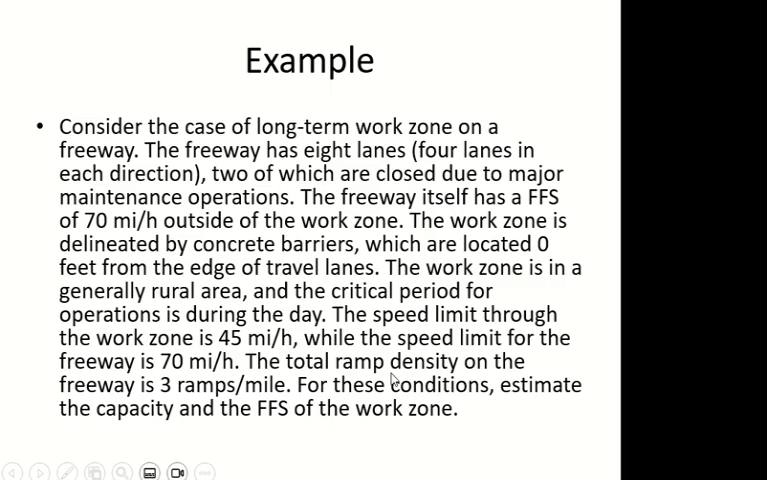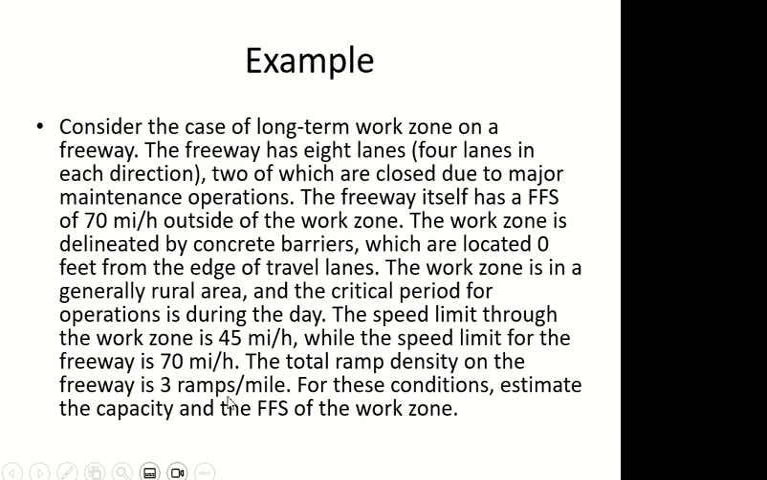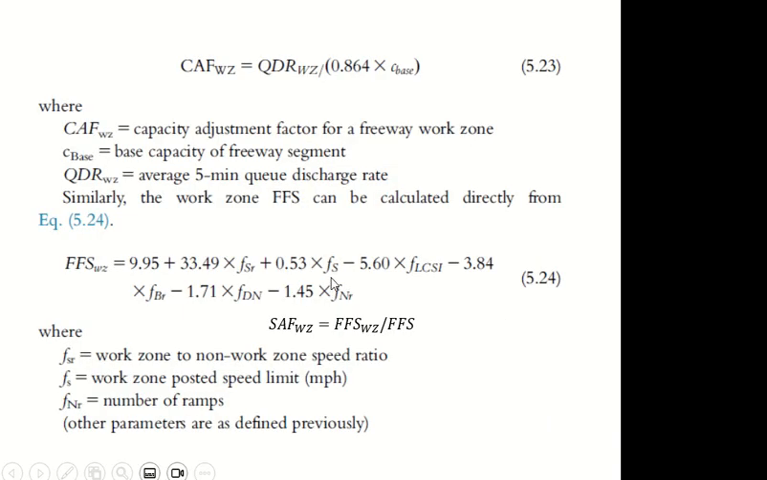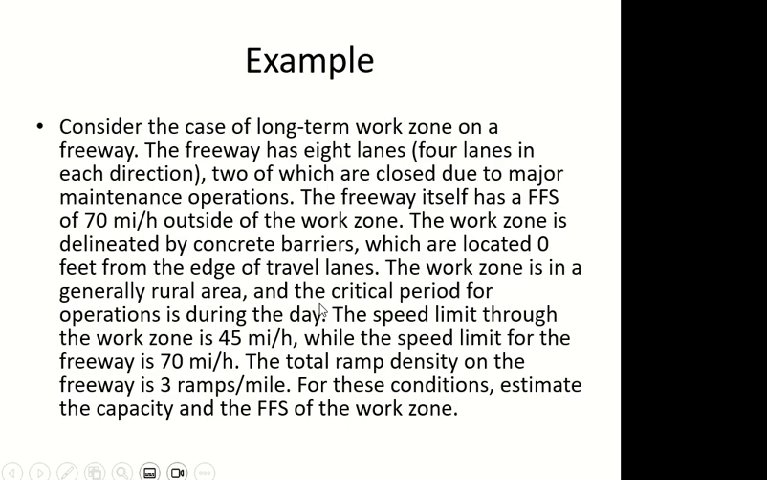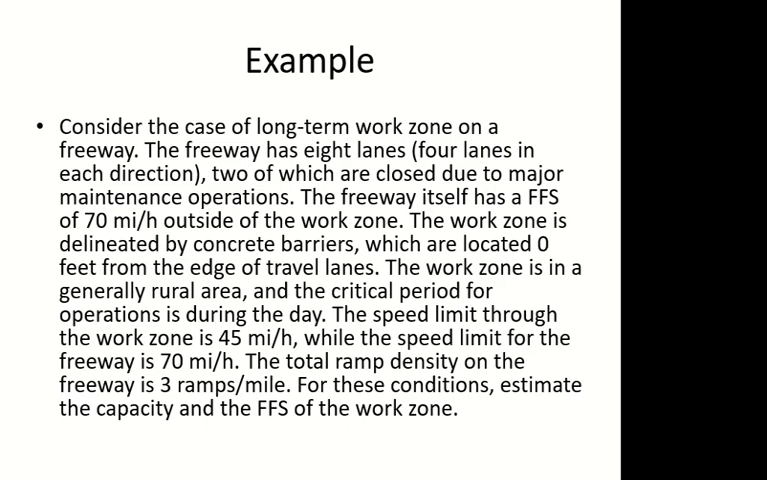The total ramp density on the freeway is 3 ramps per mile. They already mentioned it, but let me explain. Ramp density means you count the number of ramps you have and divide by the length. So it is the number of ramps per mile, which is 3. Although they say use the number of ramps, this is ramp density, so they basically need the number of ramps per mile.